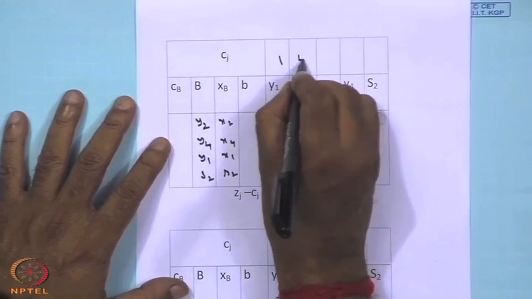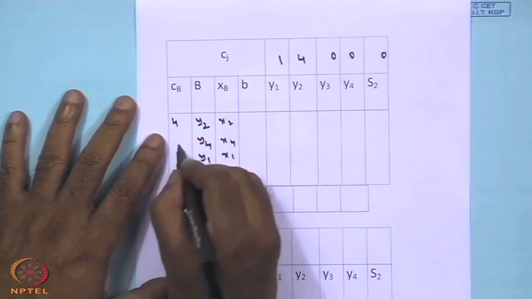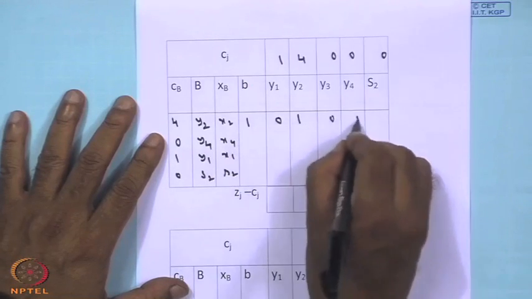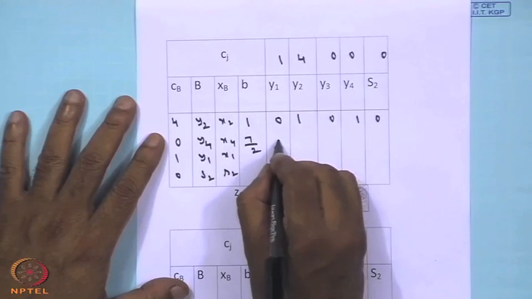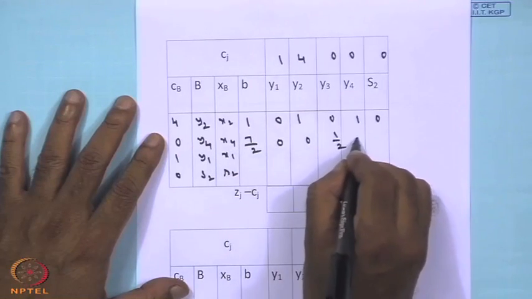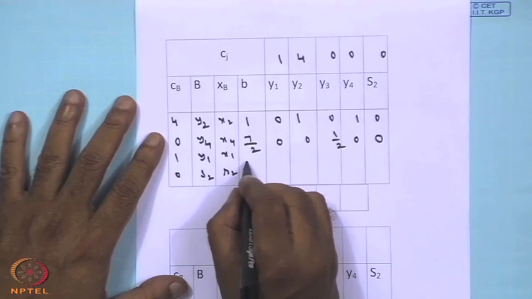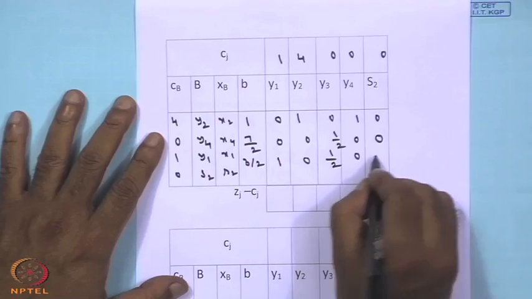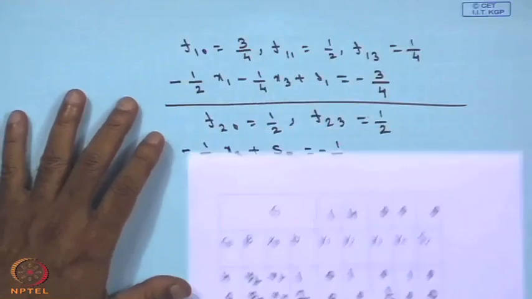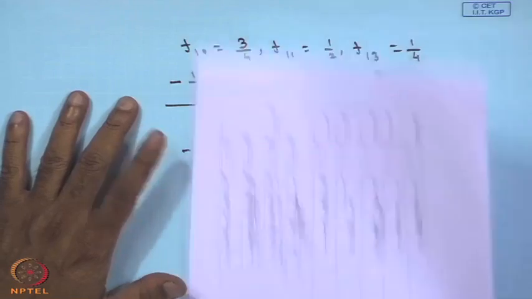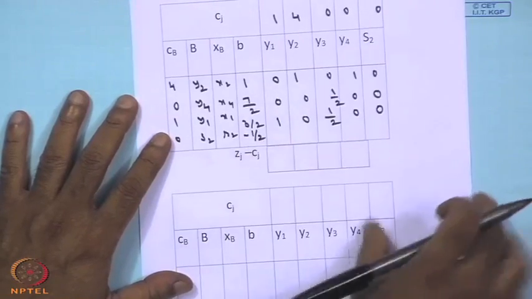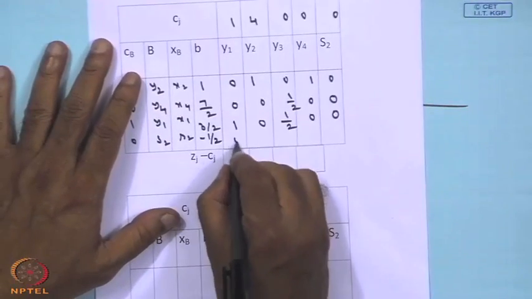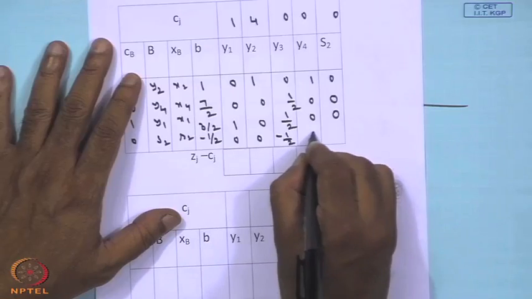Your Cj is 1, 4, 0, 0, 0. So, Cb will be 4, 0, 1 and 0. First two rows will remain unchanged: 1, 0, 1, 0, 1, 0. This will be the first three rows: 7 by 2, 0, 0, half, 0, S 2 is 0. For the third one it is 3 by 2, 1, 0, half, 0 and S 2 again is 0, and the fourth row will come from here. B value is minus half, so you are writing minus half over here. The x 1 and x 2 coefficients are not there, x 3 is minus half, S 2 is 1. So, basically it will be 0, 0, minus half, 0 and 1.